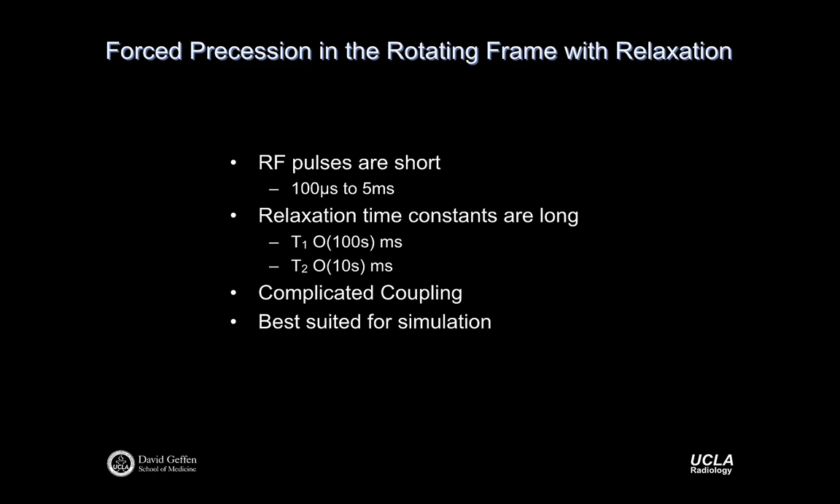Do we care about forced precession and relaxation at the same time? Well, our pulses are short. Our pulses are 100 microseconds, maybe 5 milliseconds. That's a pretty short time scale relative to the relaxation time constants, which are long: hundreds of milliseconds for T1, maybe thousands of milliseconds, tens or even hundreds of milliseconds for T2. The point being, RF pulses are much shorter than relaxation events in general. So what does that mean? It means that we don't actually care too often about the combination of forced precession and relaxation. There's not that much relaxation during an RF pulse. Those time scales differ by an order of magnitude of 2 or even 3.